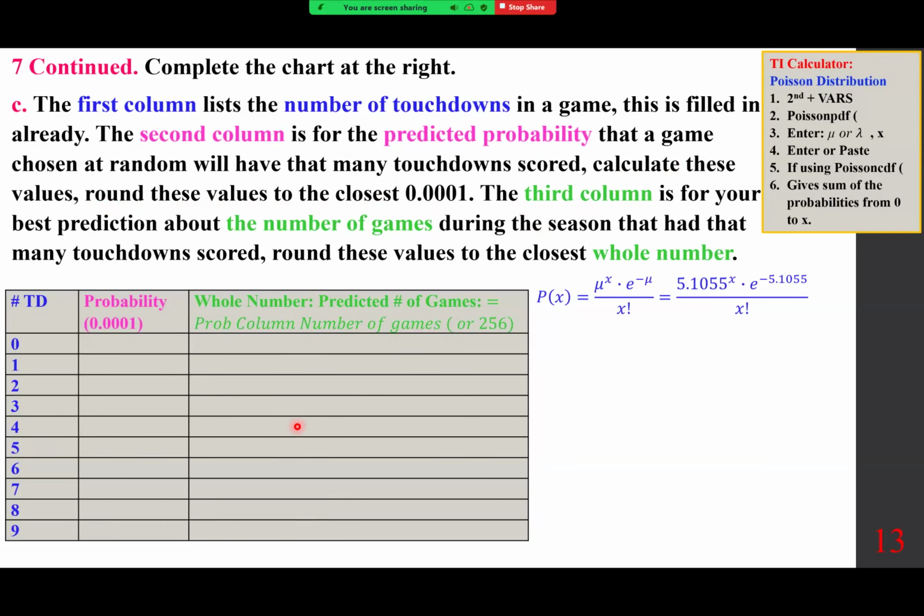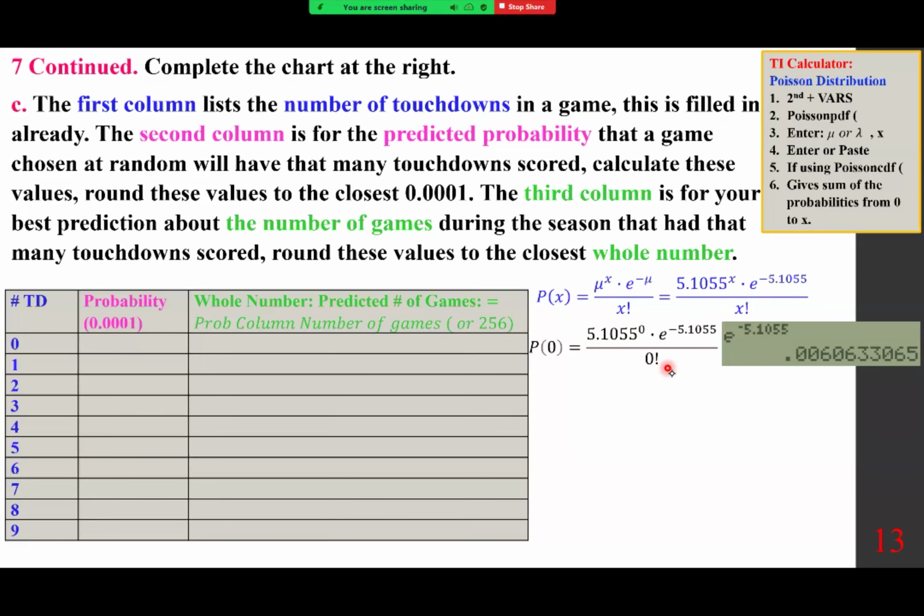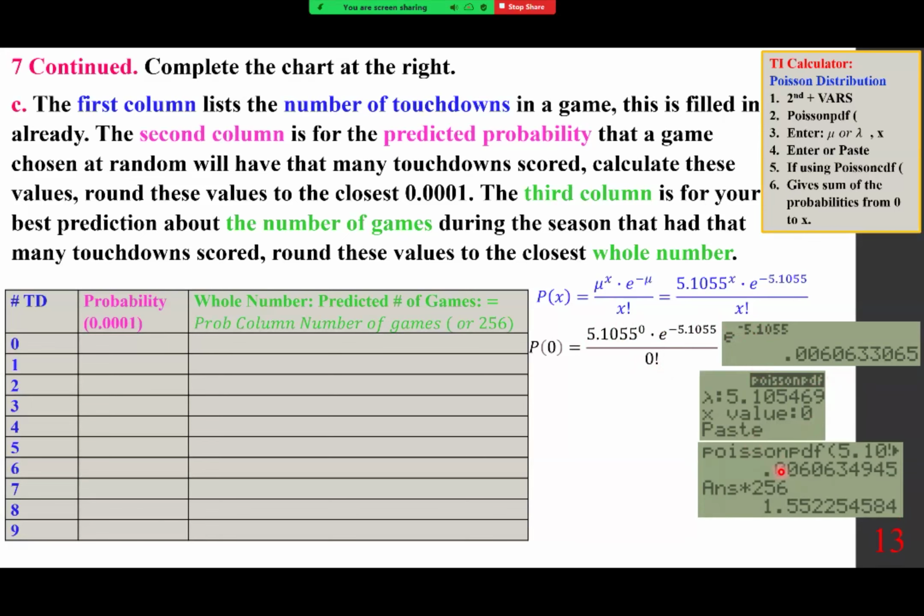The third column is for your best prediction about the number of games during the season that had that many touchdowns, and we have to round it to the nearest whole number. So basically, here's the formula. For this one, plug in 0. You can use this formula, plug in 0, or you may recognize this is 1, e to this power only, because any number to the power of 0 is 1, and 0 factorial is 1. If you go with Poisson PDF, that gives you the same value. I want you to see that it's the same value that we're going to put here.